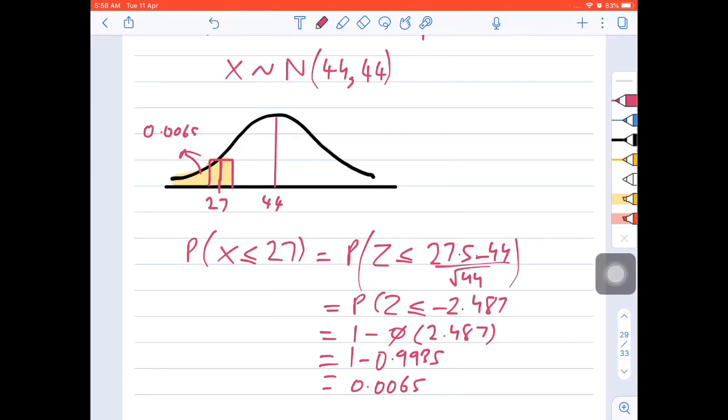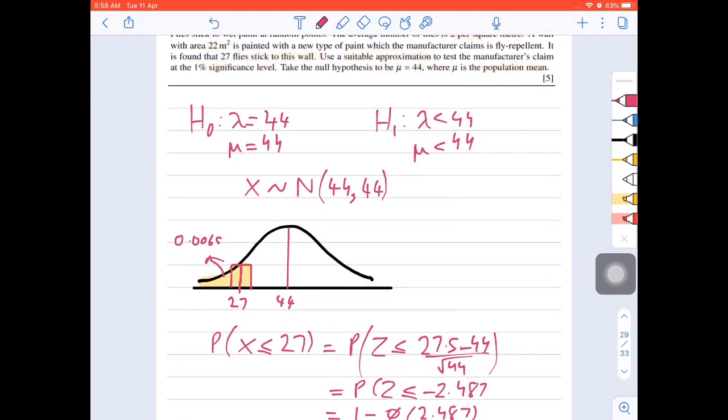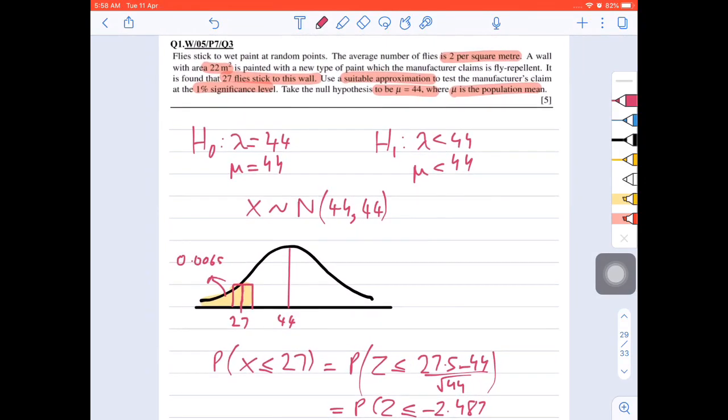So that means that the area of this region is 0.0065, whereas the rejection region has an area of 0.01. So that means that 27 lies within the rejection region. So H0 will be rejected, and the claim of the manufacturer is supported.